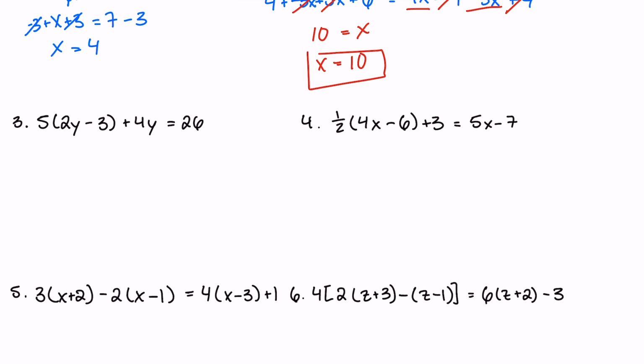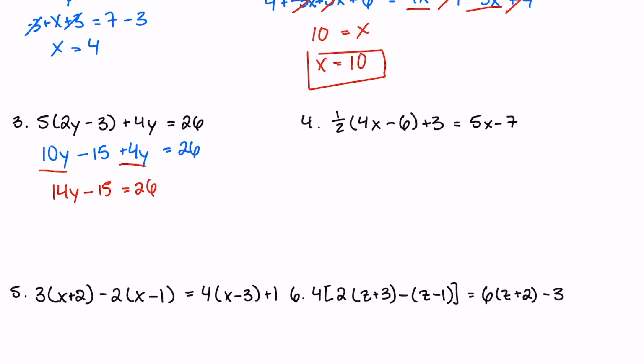For question 3, to break down these brackets, I'm going to distribute our 5 to both of the terms inside the brackets. So 5 times 2y is 5 times 2, which is 10, and then a y. And 5 times negative 3 is negative 15. And then we also have this plus 4y. And all of that equals 26. Now I'm going to gather like terms. So 10y plus 4y would give us 14y. So 14y minus 15 equals 26.